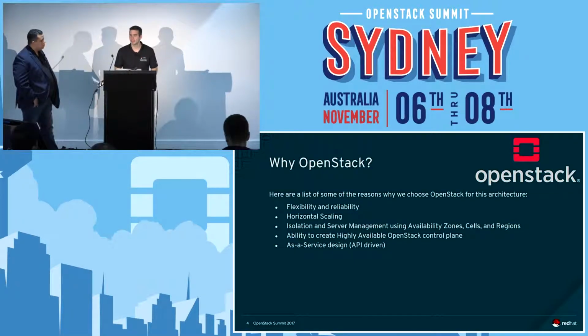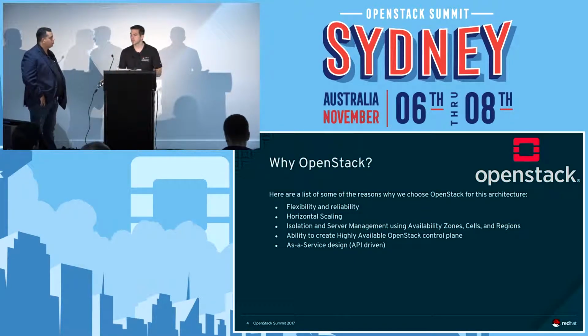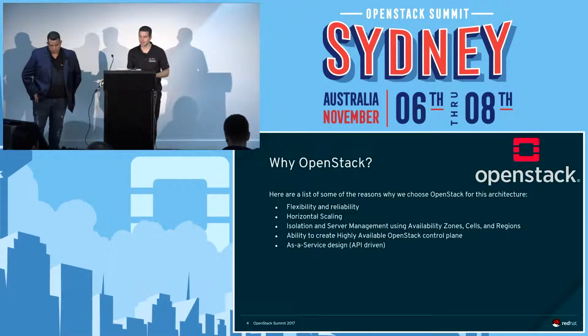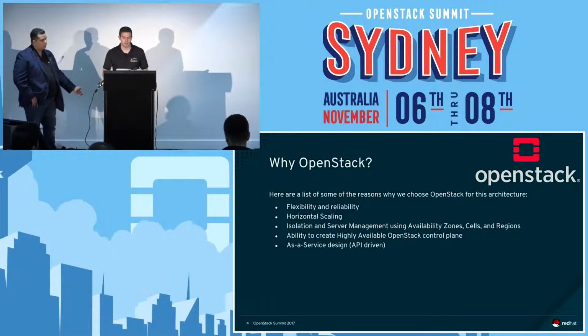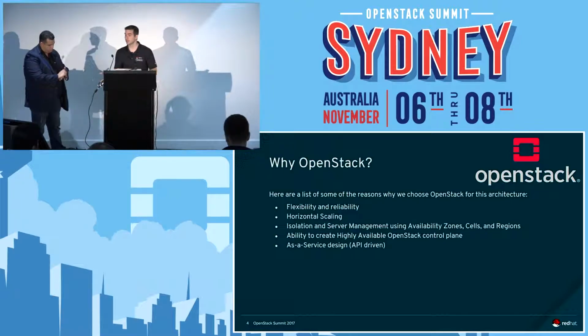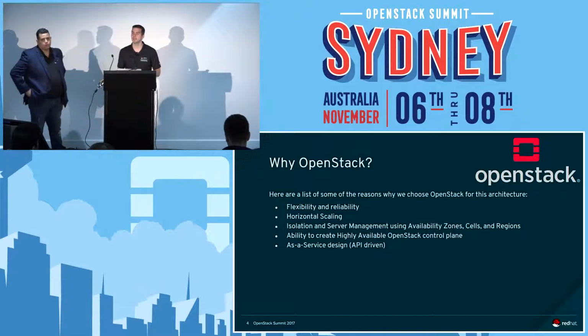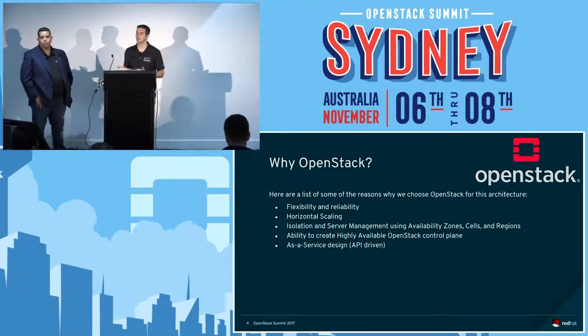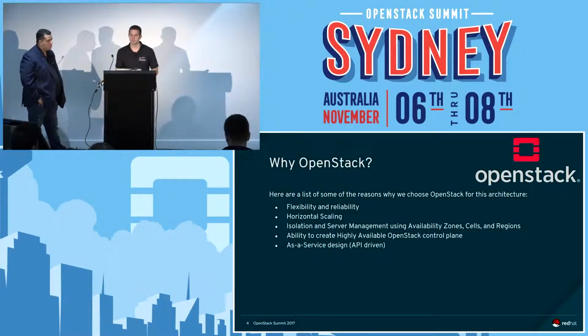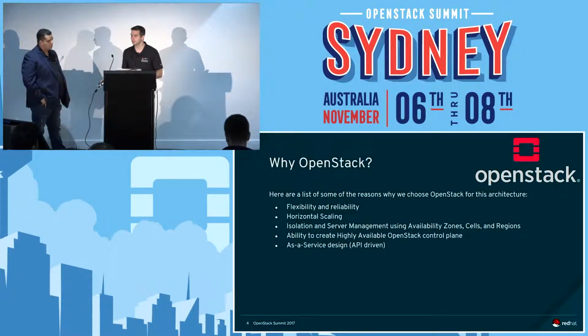So why OpenStack? A couple of reasons we've decided to choose OpenStack: one, its flexibility and reliability. Such as being able to add a control plane to handle additional capacity. Or, for example, horizontal scaling, being able to add additional compute nodes when you need more computational power for your different workloads.